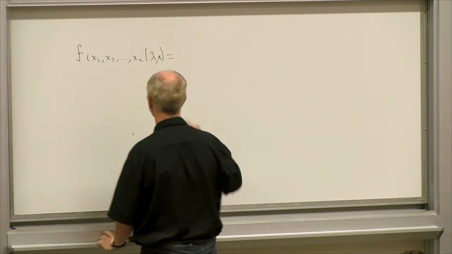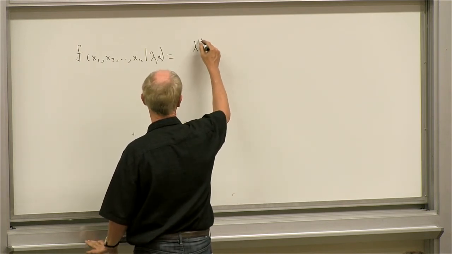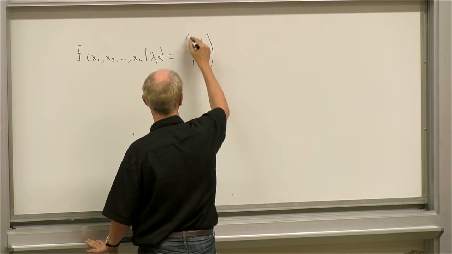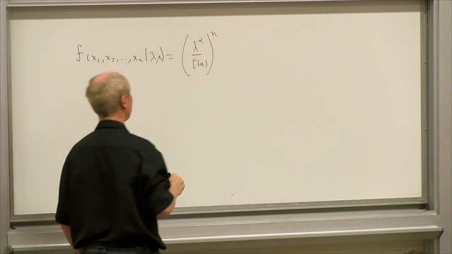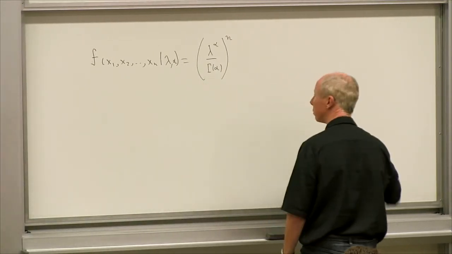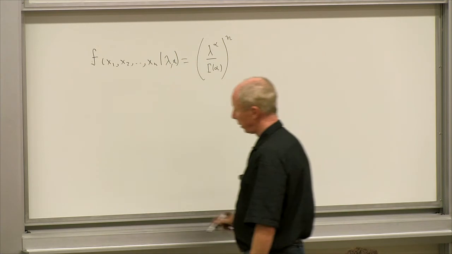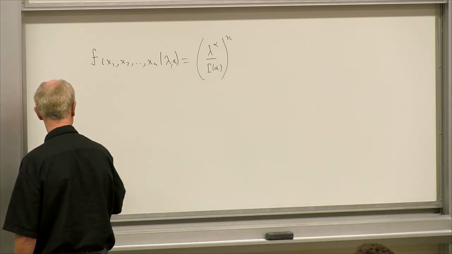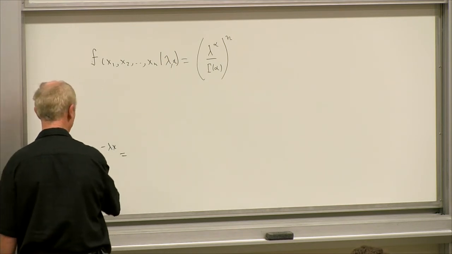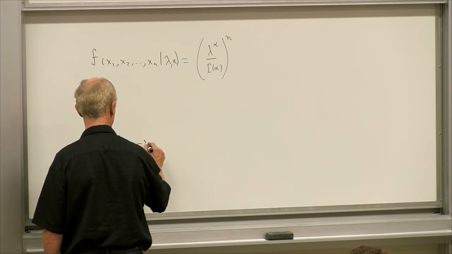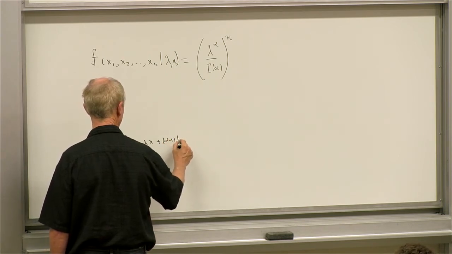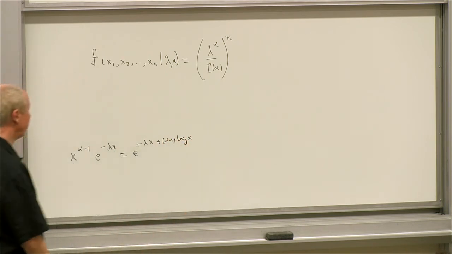Here we'd have two parameters, lambda and alpha. We get lambda to the alpha over gamma of alpha, to the nth power. And what does the individual density look like? Let's convert this. Remember, x is positive here, so I can take the log of this. So I can rewrite the density this way.